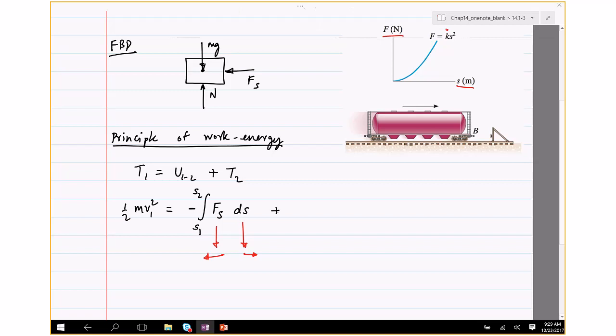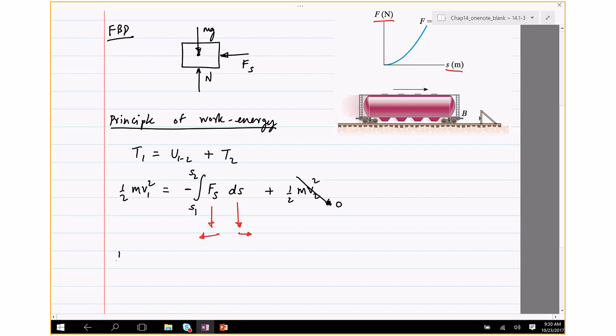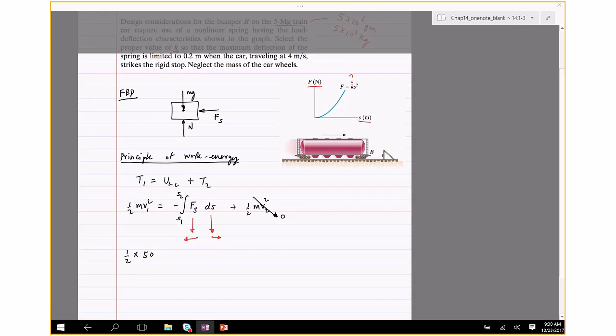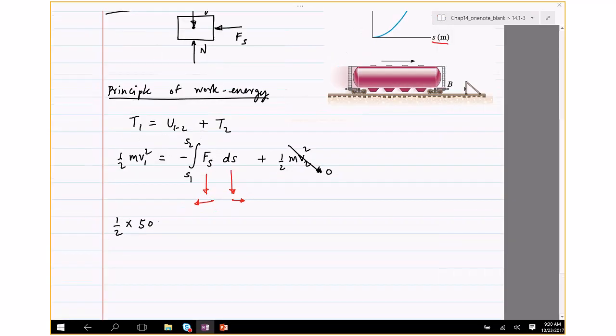And then what's the final kinetic energy, T2? Yeah, it's 0. So half m v2 square, but v2 is 0. It comes to a stop, right? So half m v square, m is 5,000, times velocity, it's moving at 4 meters per second initially.